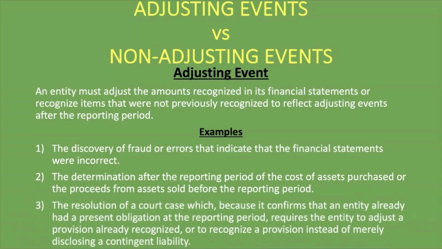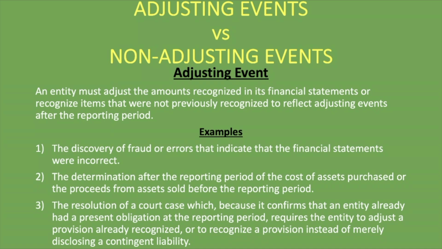The third one we have is the resolution of a court case, which, because it confirms that an entity already had a present obligation at the reporting period, requires the entity to adjust a provision already recognized or to recognize a provision instead of merely disclosing a contingent liability. So maybe in our financial statements as we are preparing them after the end of the reporting period, we mentioned that there's an ongoing court case and there's a probability that we may or may not have to pay an amount to whoever is taking us to court as a company.